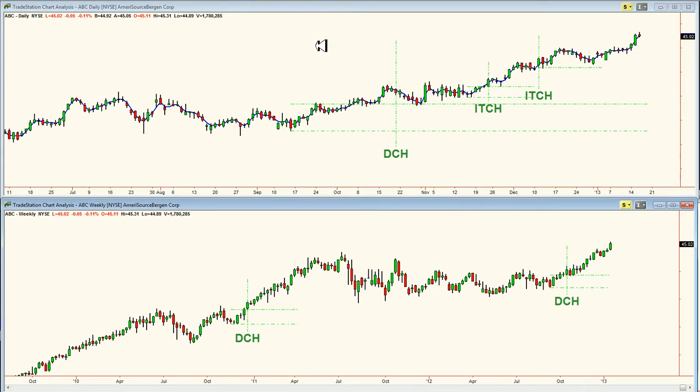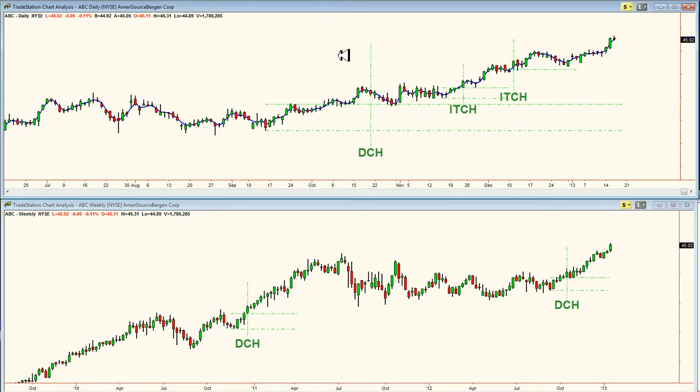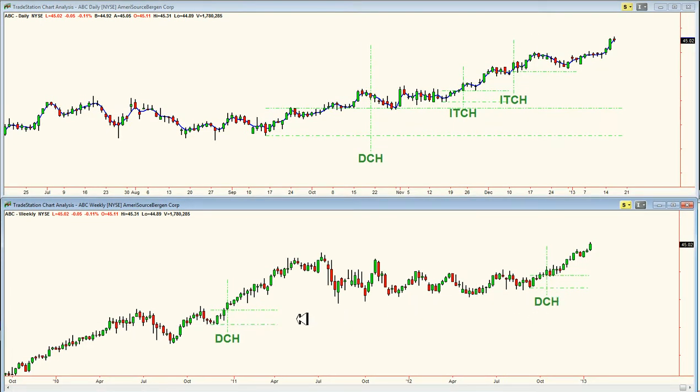Let's begin with ABC. ABC, you can see, fired what's called a DCH. It's fired two of them here on the weekly chart. We'll look at the one that's most recent. And the DCH, again green, simply is giving an indication of a continuation of a previous trend. In the workspace, and this is a TradeStation workspace, you can see the DCH on the daily chart. It's programmed on the daily chart from the weekly chart to fire at the same time. So back in October of 2012, a DCH fired on the weekly chart.